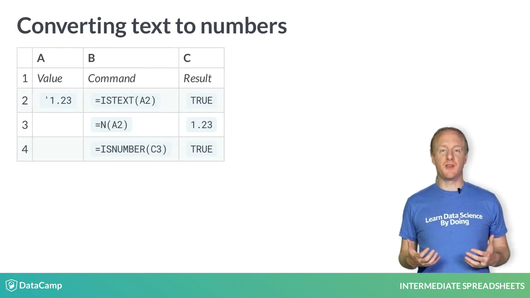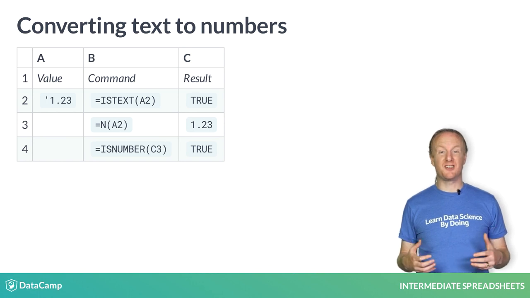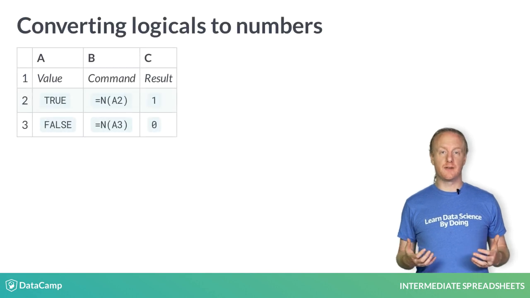Another problem is when you have text data that contains a number and you want it to actually be a number. Here, the value in cell A2 starts with a single quote, making it text. To convert this text to a number, you call the N function. To change logical values to numbers, you again use the N function. This changes TRUE to 1 and FALSE to 0.